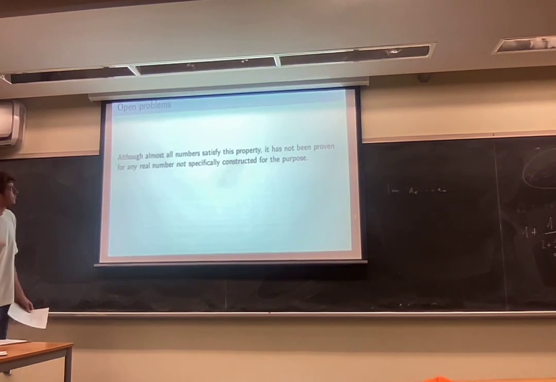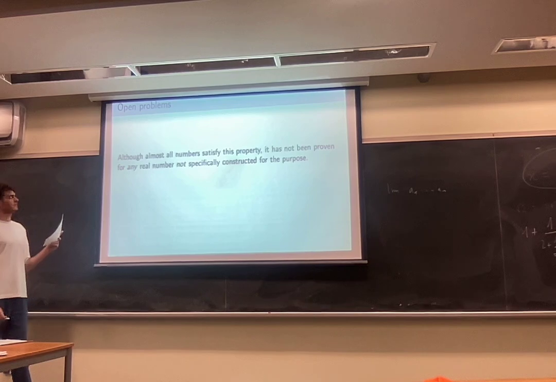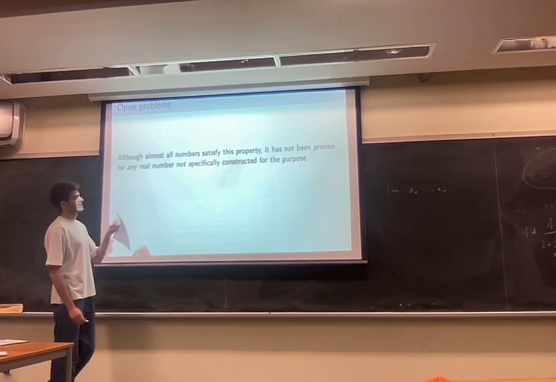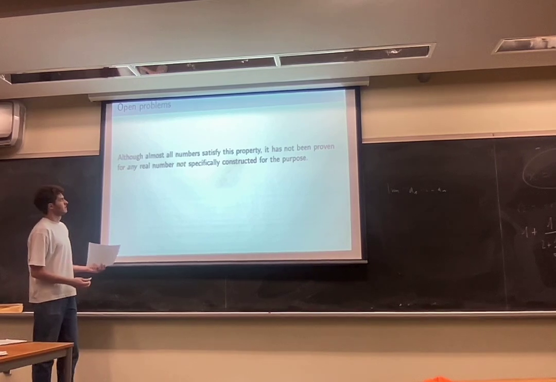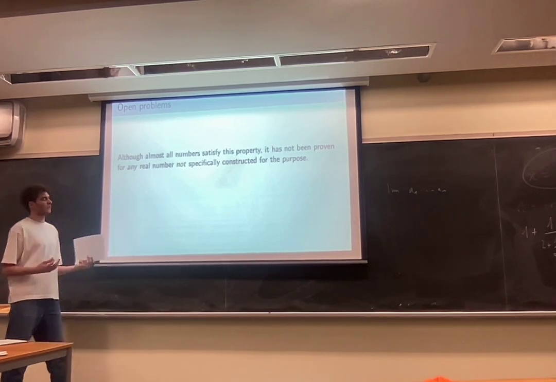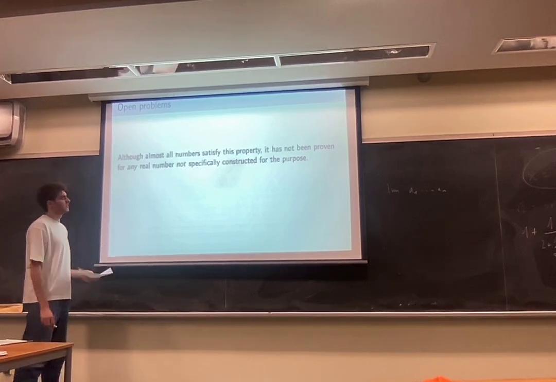So what are some open problems related to Khinchin's constant? Although almost all real numbers satisfy this property, it has not been proven for any real number that has not been specifically constructed for the purpose. Which I guess is kind of strange, right? Because it means we really don't know that it works for any number. And all the examples where we know it works, we sort of made up convoluted examples where it works.